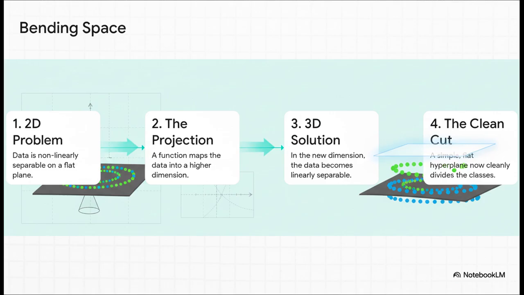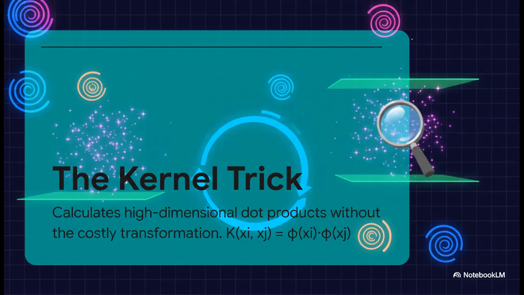We didn't draw a curve, we just looked at the data from a different dimension, a dimension where it became simple again. This right here is the absolute magic of the support vector machine, and it's called the kernel trick. Now you might be thinking, okay, but projecting data into higher dimensions, that sounds computationally insane. And you'd be right, it should be.